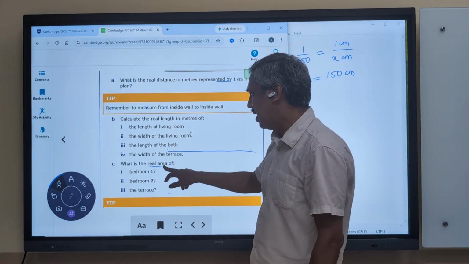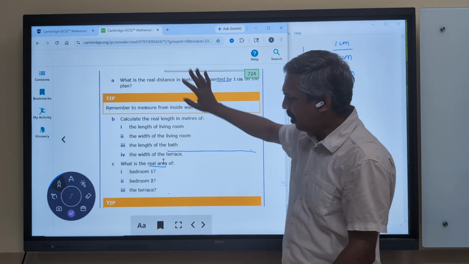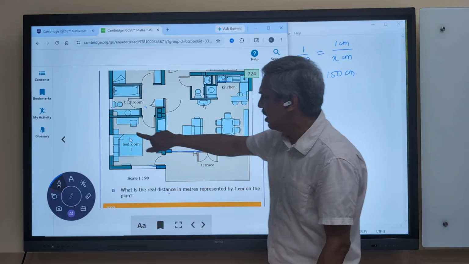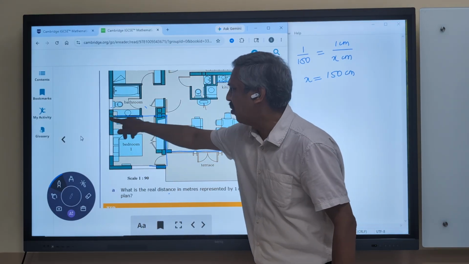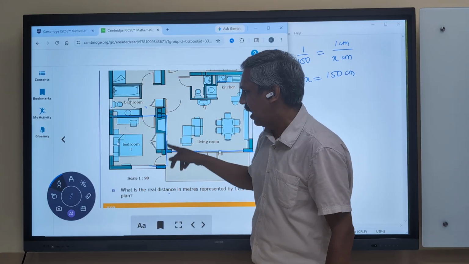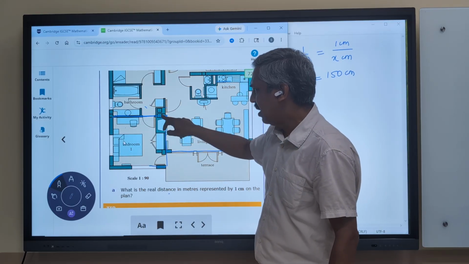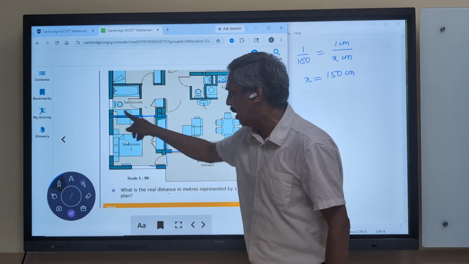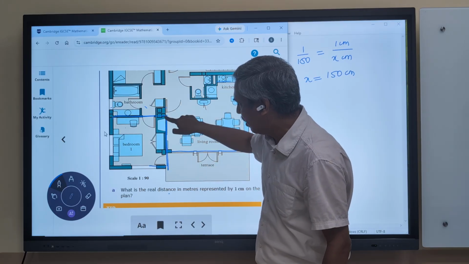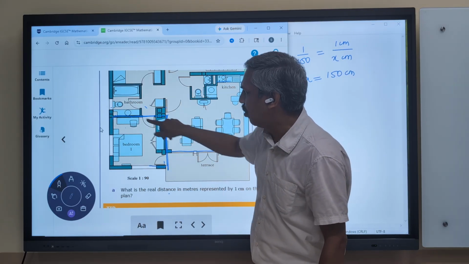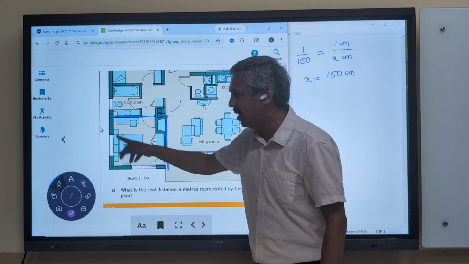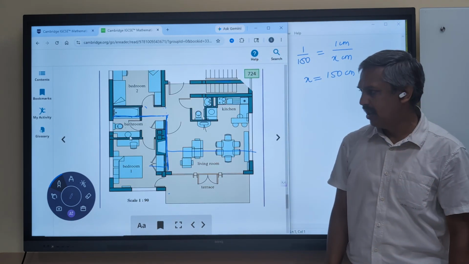The real area of bedroom 1: for bedroom 1, just check this area. This is length, this is breadth, and we multiply these. First check this length, then multiply by 150 and you get the actual length. Then this breadth, multiply by 150, you get the actual value, and then multiply them because it's a rectangle, area is length times breadth. And you can get it.